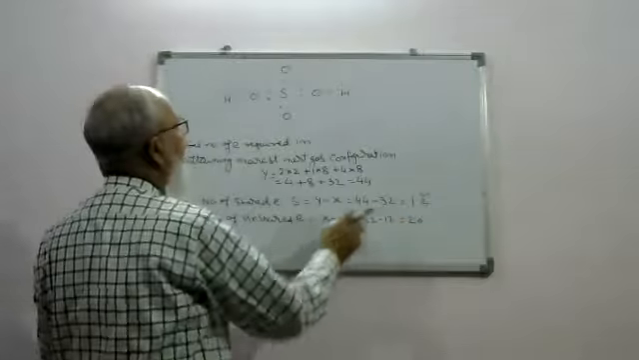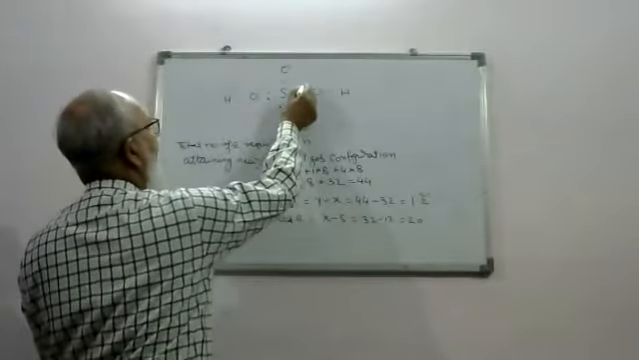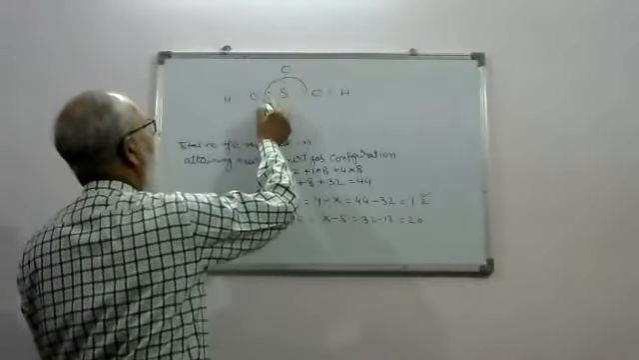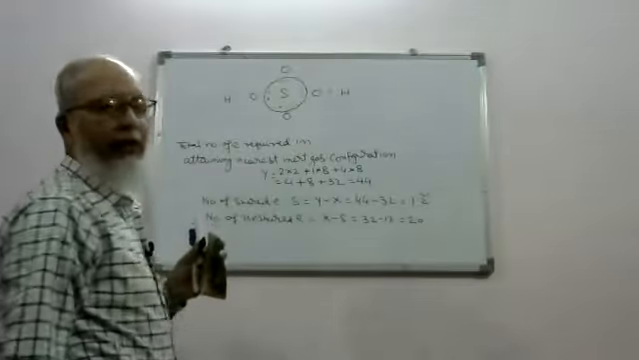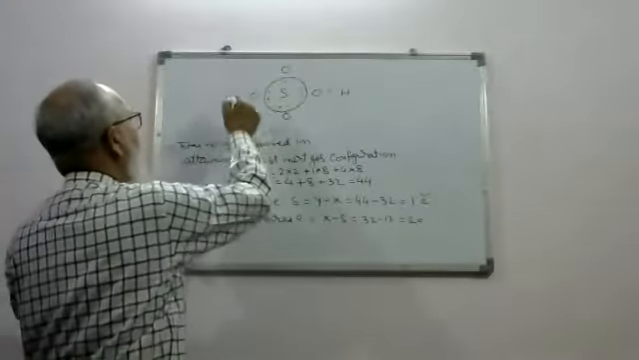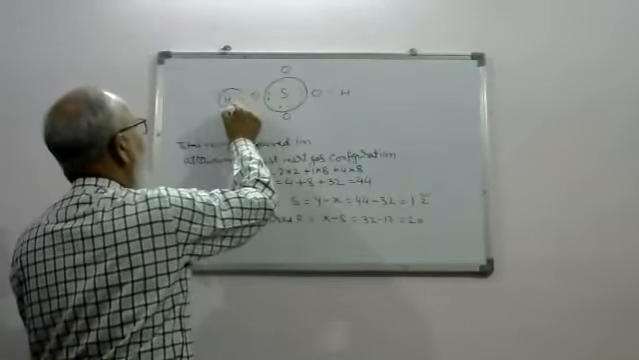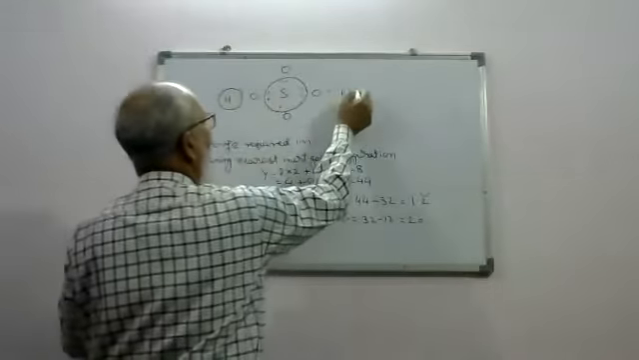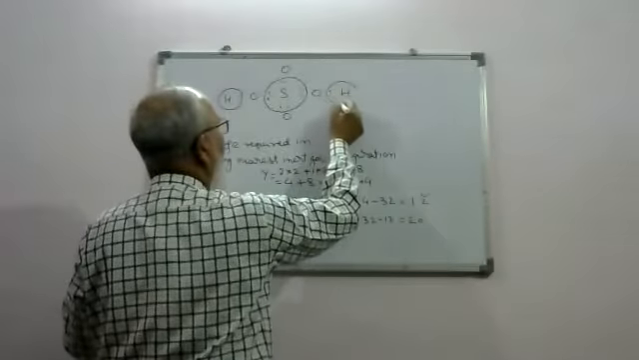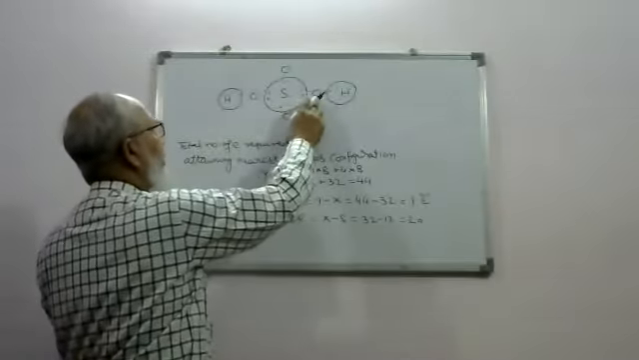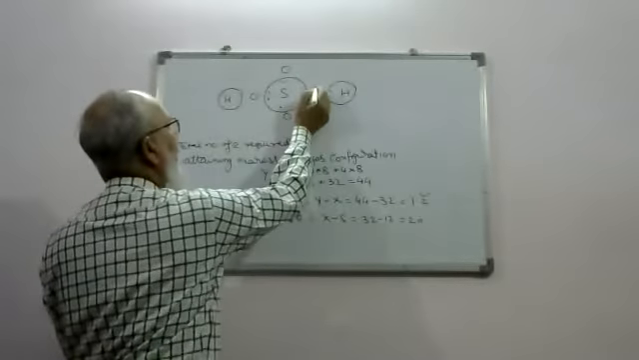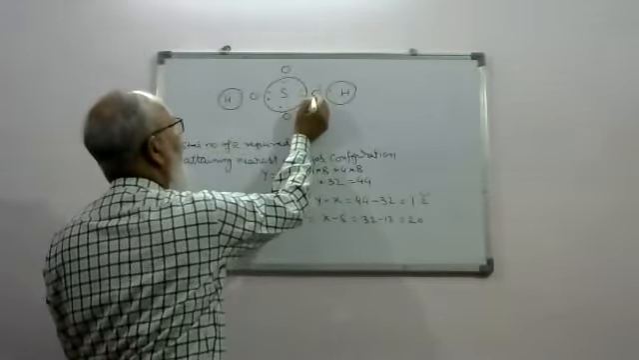Now unshared. This sulfur has completed its octet. Therefore, it does not require any more electrons. Hydrogen has completed its octet. It does not require any more electrons. This hydrogen has also completed its octet. It does not require any more electrons. For this oxygen atom, 4 electrons are there. So 2 lone pairs will be there.